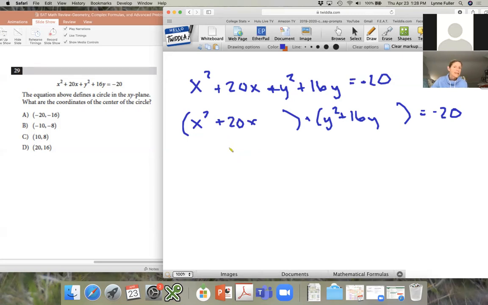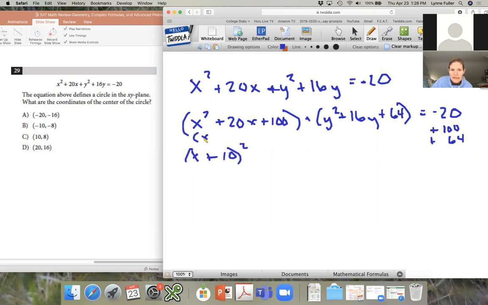So 20 divided by 2 is 10, and then square it. So 10 squared is 100. And whatever we add to one side, we add to the other side. 16 divided by 2 is 8, and 8 squared is 64, and whatever we add to one side, we add to the other side. So this would break down to x plus 10 quantity squared.